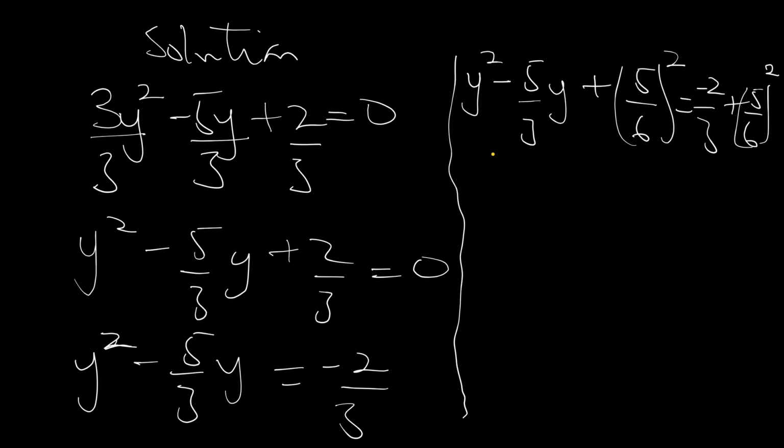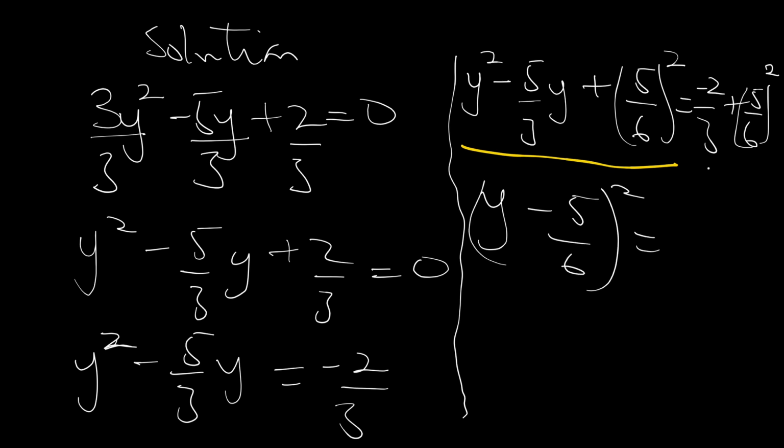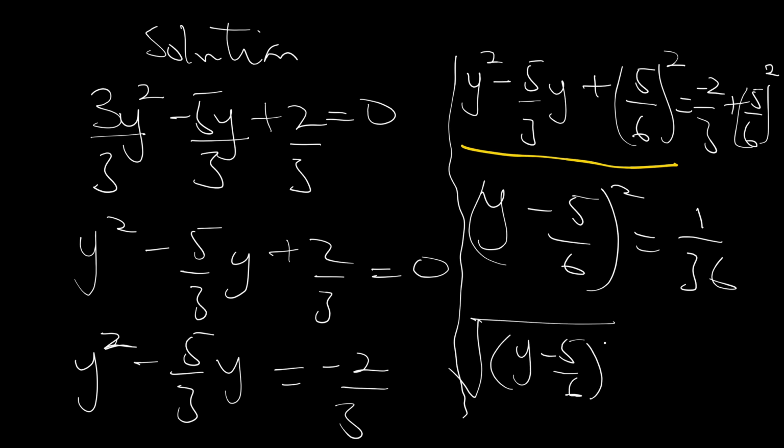Now this whole expression can be written as y minus 5 over 6 all squared. And this should be equal to this, and this will give us 1 over 36. Now to get rid of the square, we take the square roots of both sides. So we have the square root of y minus 5 over 6 all squared is equal to plus or minus the square root of 1 over 36.